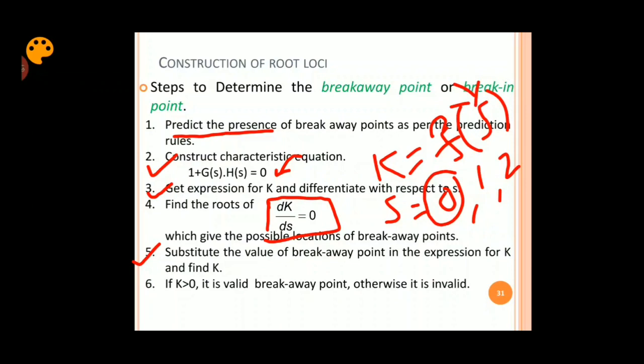Then you get a value of k. If k is valid, that is when k is positive, it is a valid k. We have already seen that k always varies from 0 to infinity. Therefore, when you substitute the value of s back into the equation for k, and if you get a positive value of k, that means it is a valid breakaway point. If you get a value of k that is negative or even 0, then it is an invalid breakaway point.